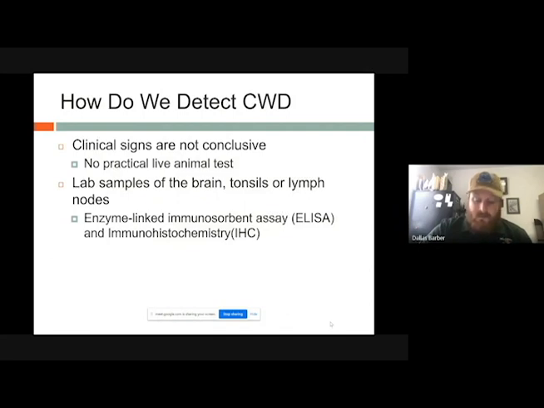We will take lab samples from a deer. We're looking at the retropharyngeal lymph nodes. So these are a pair of lymph nodes that sit just on either side of the trachea, on up towards the brain, and that is the preferred tissue for testing. And they're running some tests called ELISA tests and immunohistochemistry tests. Both of those are kind of the gold standard for detection.